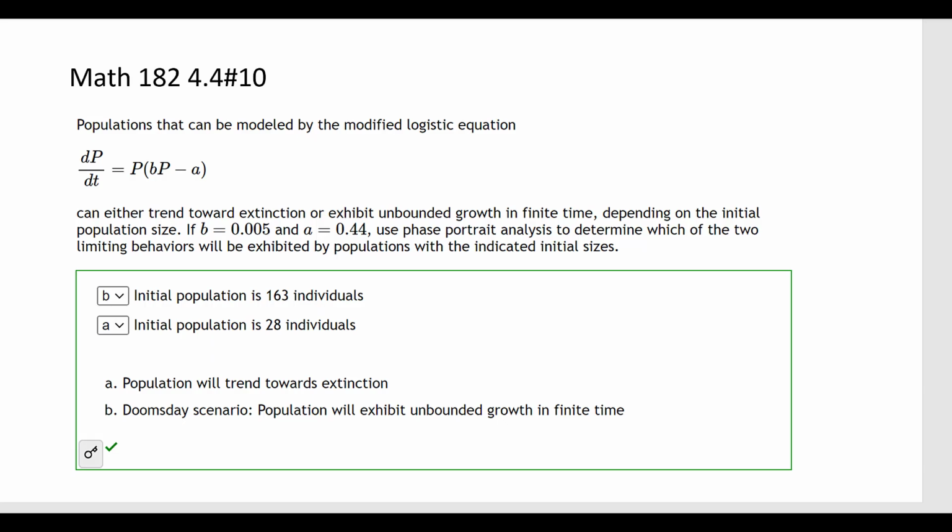Okay, let's take a look at this problem. It's number 10 from 4.4 for Calculus 2. Populations that can be modeled by the modified logistic equation dP/dt = P(bP - a), where P is the population and t is time, can either trend towards extinction or exhibit unbounded growth in finite time, depending on the initial population size. If b is 0.005 and a is 0.44, use phase portrait analysis.